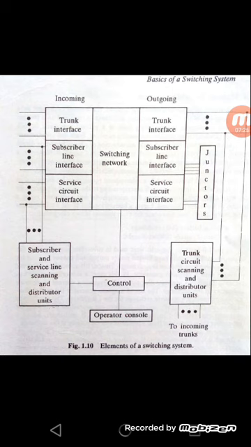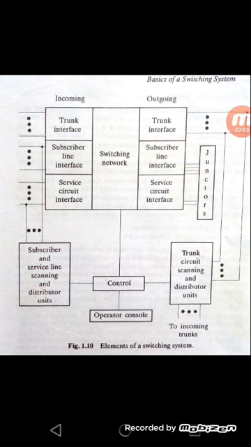In this diagram, we are seeing three major parts: switching, control and signaling functions. In this diagram, the second box is subscriber lines.